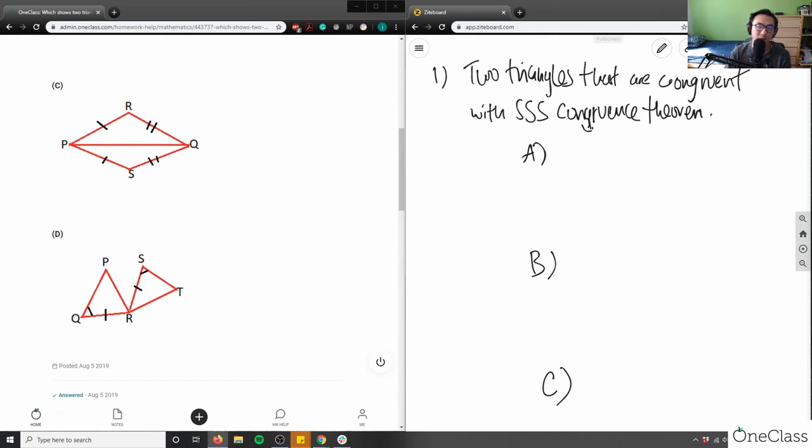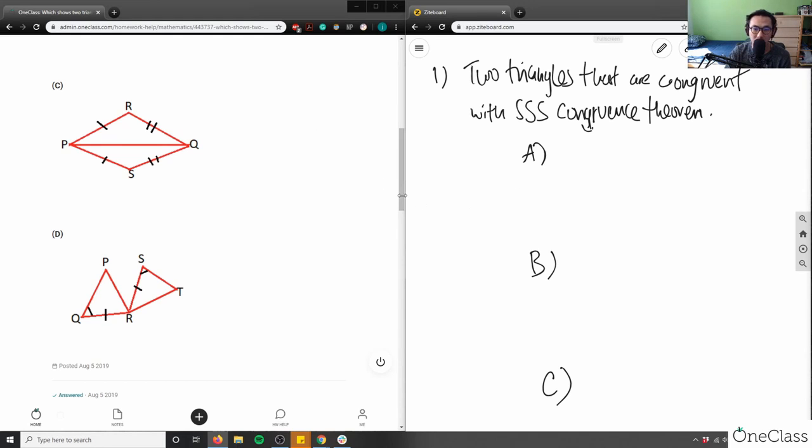So first, I would think to myself, what is the SSS congruence theorem? SSS is a shorthand for side-side-side. So we have two triangles with all three sides equal to each other, equal in length. Therefore, they have exactly the same three angles. That's what we're proving, right? If three sides have the same length, my three angles are also the same, which means my triangles are congruent to each other.